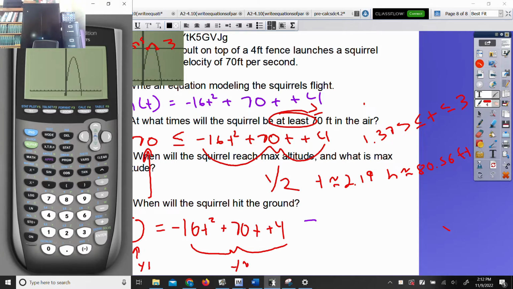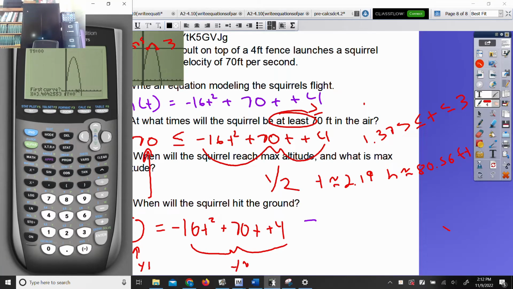So you guys have your parabola and then you have your blue line. The squirrel dies when that blue line intersects the parabola on which side, the left or the right? The right side. The key word there is intersect. Second trace, 5, intersections. Get your cursor close, and just like before, how many times do you press enter when you're close? 3. It's that easy.